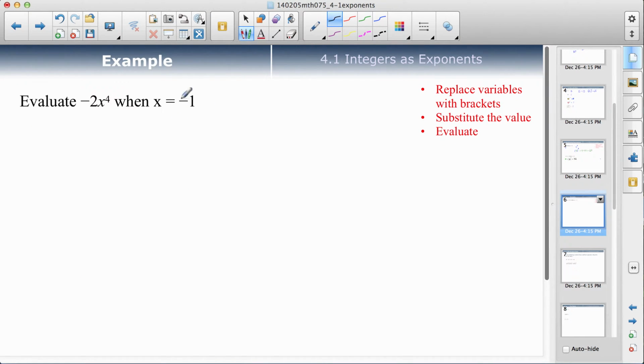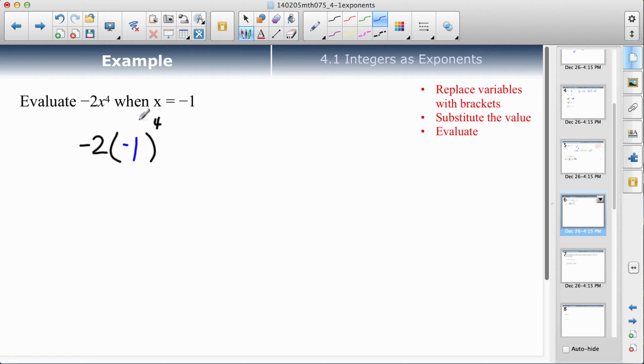Maybe try this one. This is a sort of a nasty one with a negative one, but try that one. And then press play and see if you get it right. So I would plug in a -2. There's an x there. I put in a bracket to the 4th. Now I plug in my number. X is a -1, so I plug that in there.